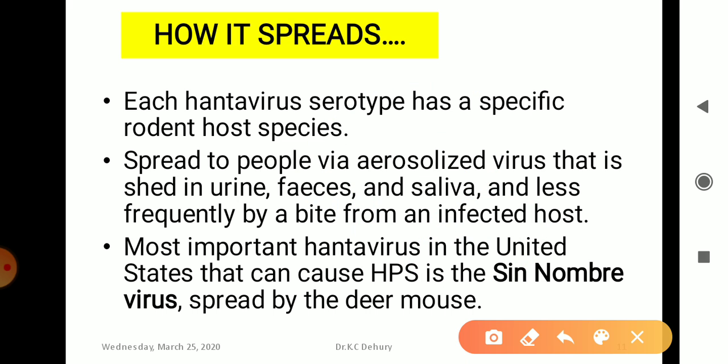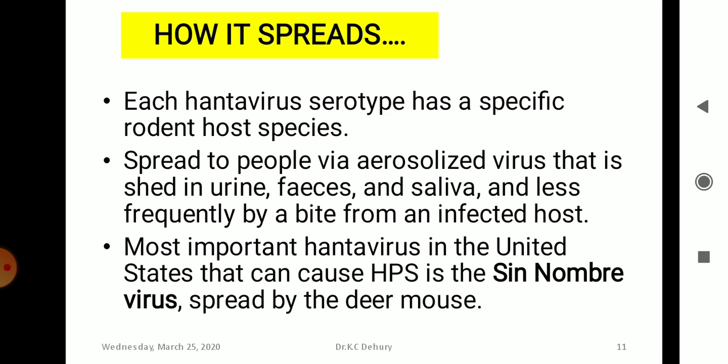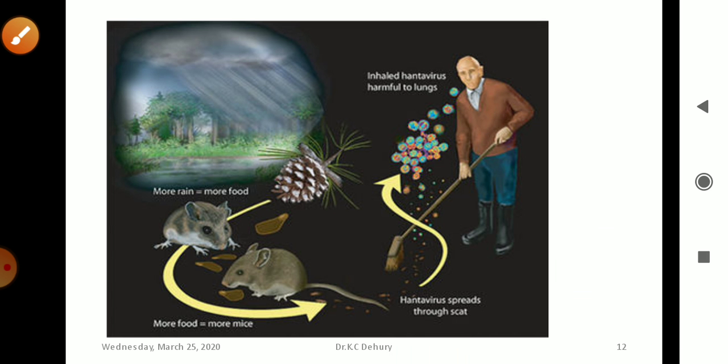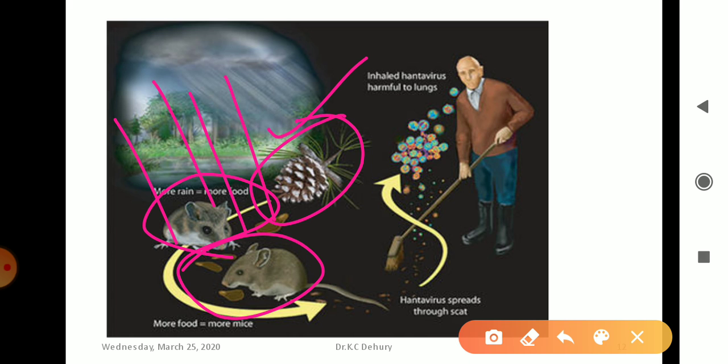So more importantly, the Hantavirus in the United States that can cause HPS is the sin nombre virus. So the Hantavirus in the USA is known as sin nombre virus and is spread by the deer mouse. Right. So the mouse population increases when there is a very good amount of rainfall. A very good amount of rainfall means there is more production of your crops. More crops means more population of the mouse. So there are more chances of getting infections by human beings.